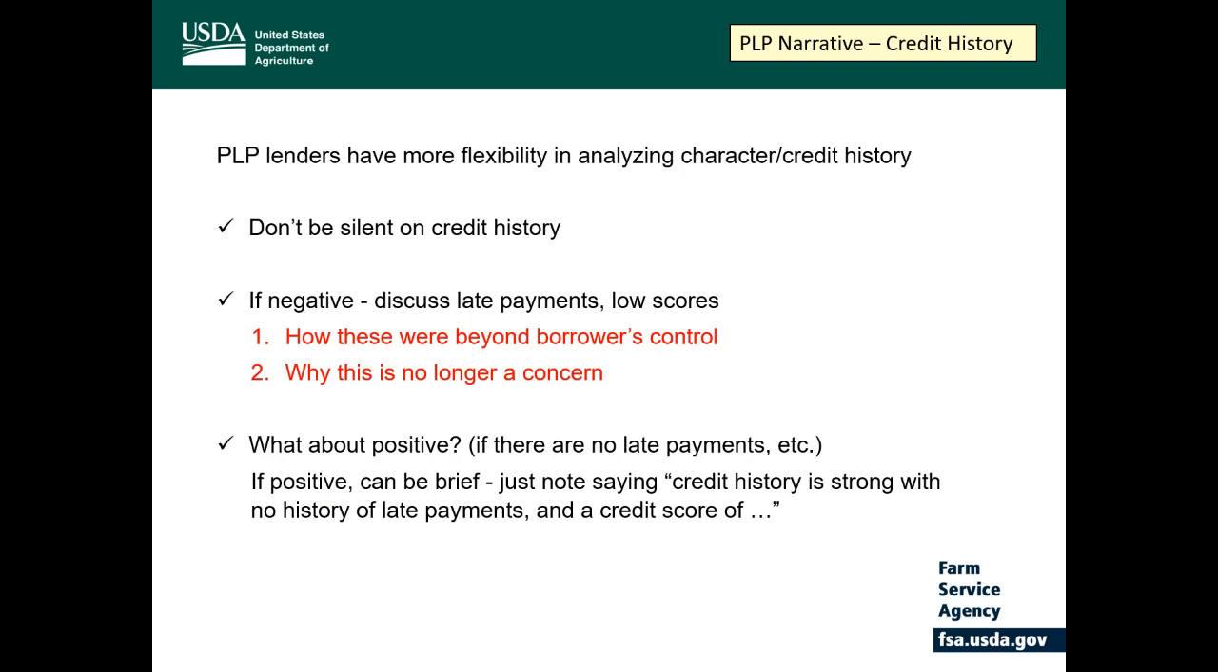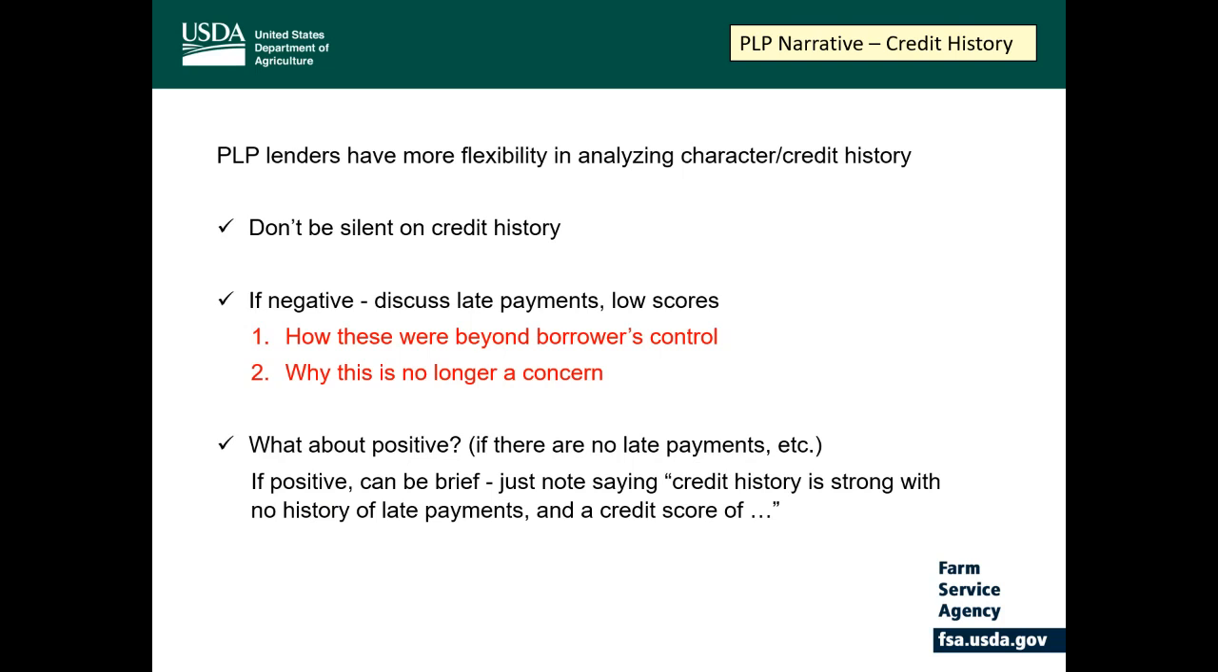And the last one of the big three regarding the eligibility is credit history. Again, we're relying on you to tell us what's acceptable and what's not acceptable in credit history. The biggest thing on here, don't be silent on it. Discuss it. If it's positive, you shouldn't have to say a whole lot, but give us a sentence or two on it.